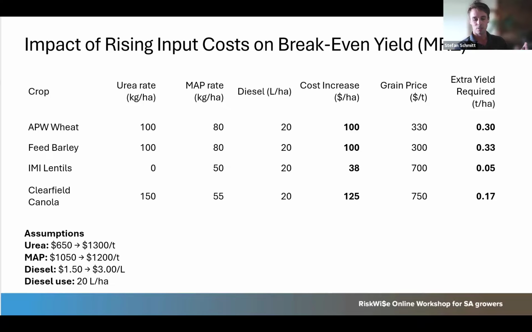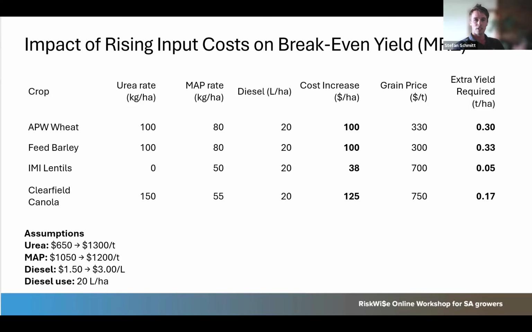So yeah, and it's largely been driven by fertilizer and fuel prices, with the urea moving from 650 on a 5-year average to $1,300 a ton, and MAP sitting above its 5-year average at about 1,250 to 1,300. So what that means in practical terms is we now need more yield to cover input costs.